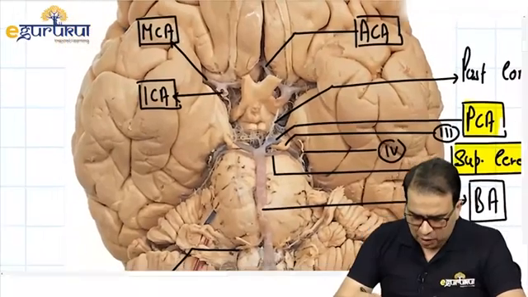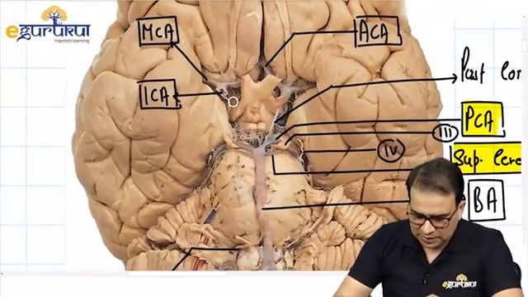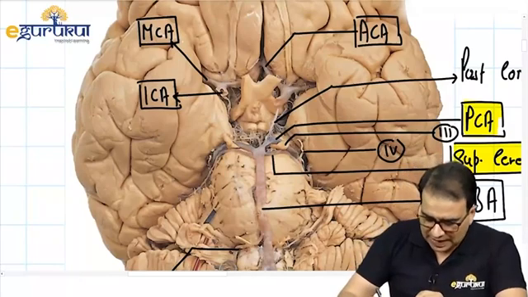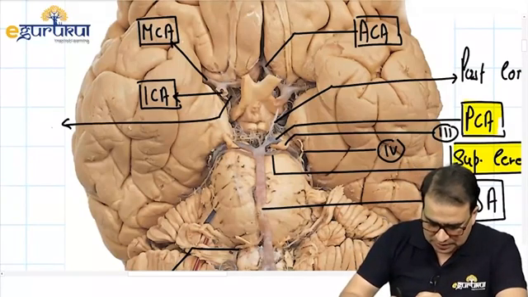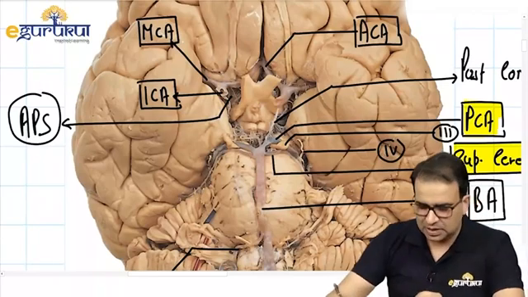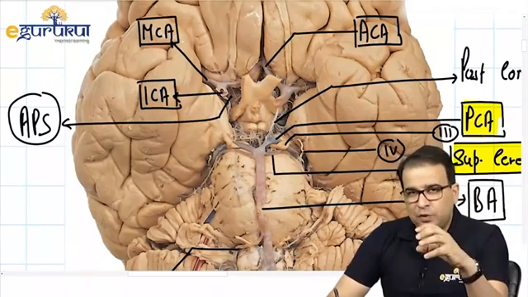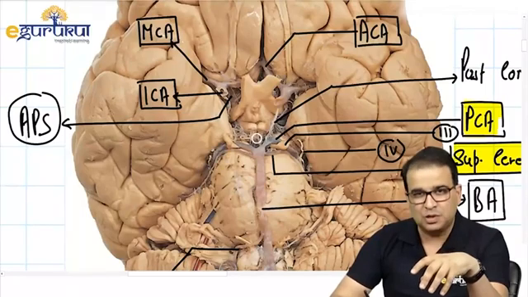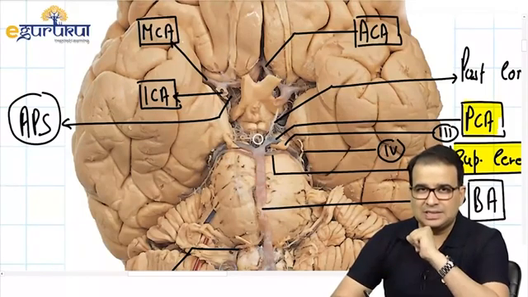Well, beside the optic chiasma, guys, just lateral to the optic chiasma, if you see this space here, that space is called the anterior perforating substance. I'm just writing in short only, that is the anterior perforating substance. The posterior perforating substance is inside the interpeduncular fossa, somewhere here. That is the posterior perforating substance, which again we will discuss next.